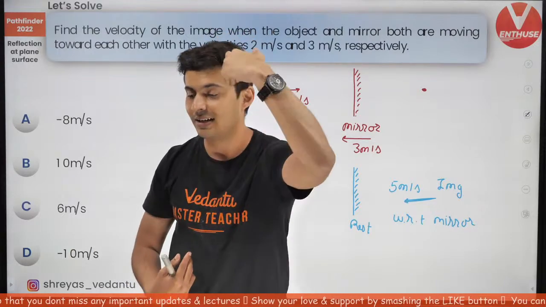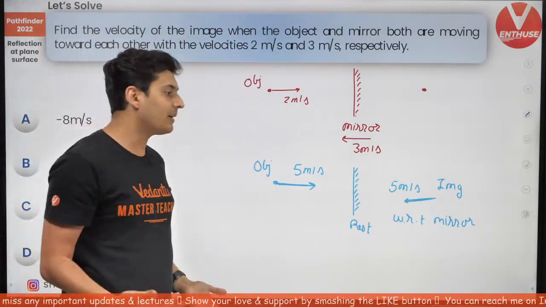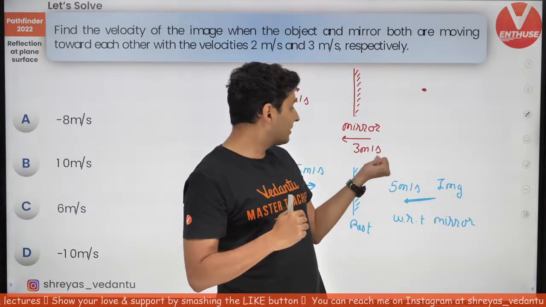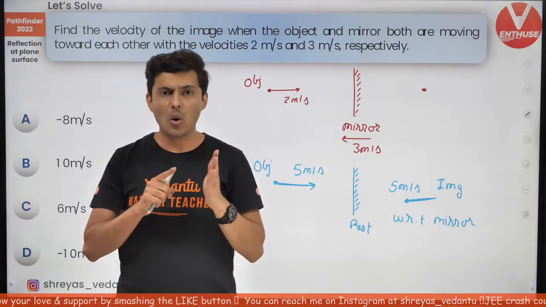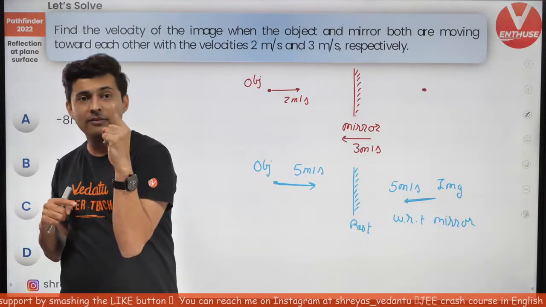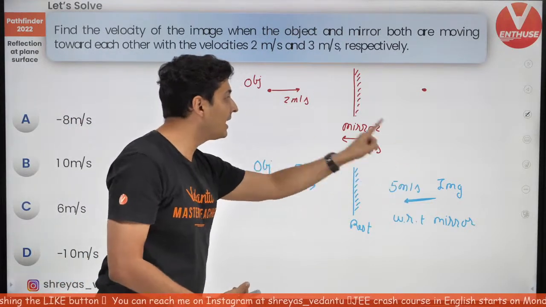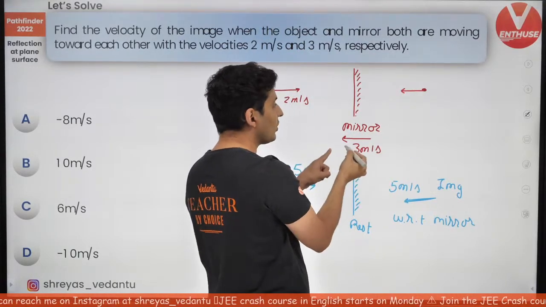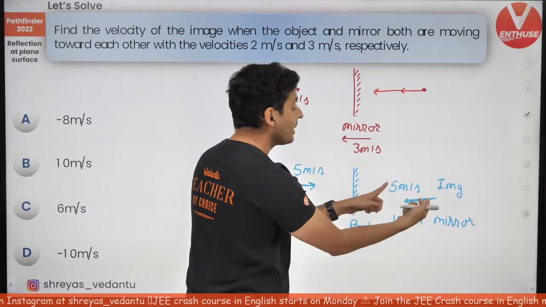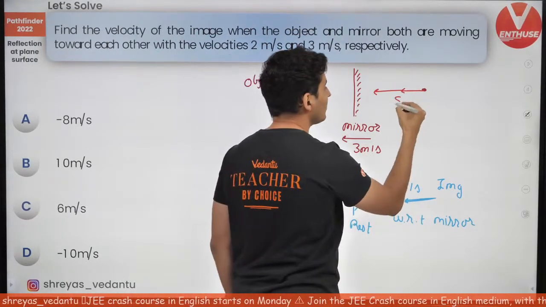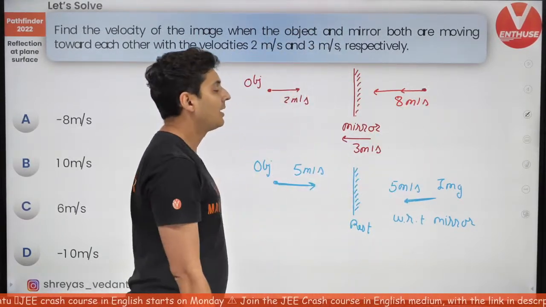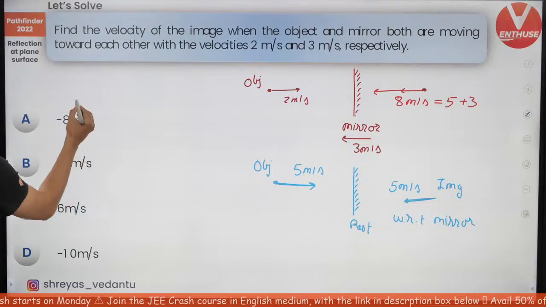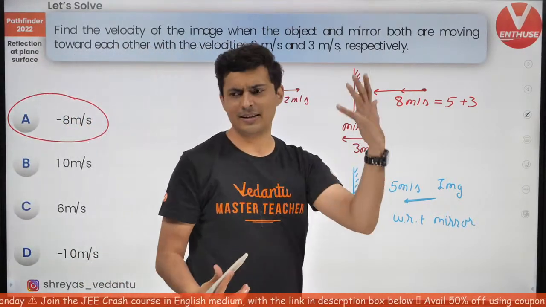Go in reverse, do a reverse calculation and think. The mirror has moved 3 meters, 1, 2, 3, and the image moved 5 more. So how much did the image actually move? The image moved 3 just because of the mirror and 5 more because of the reflection. So totally it has moved 8 meters per second this way. 8 is basically 5 plus 3. So the answer will be 8 meters per second, but in this direction, so minus 8.